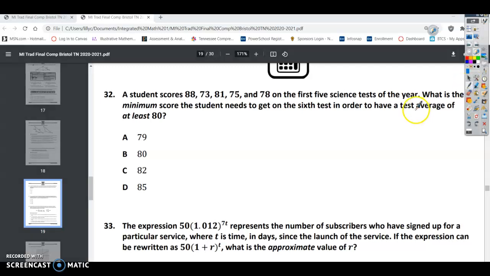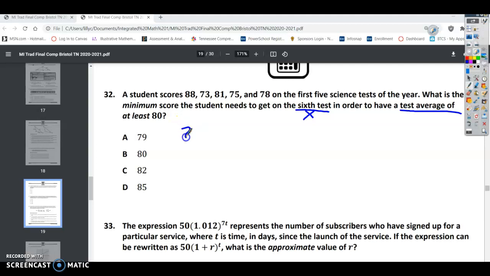All right, so we know that we're looking for an average. When you find an average, you have to add them up and divide by the number you have. So we know we have 5 tests given, and we know we have a 6th one that we don't know, so we're going to call it X.